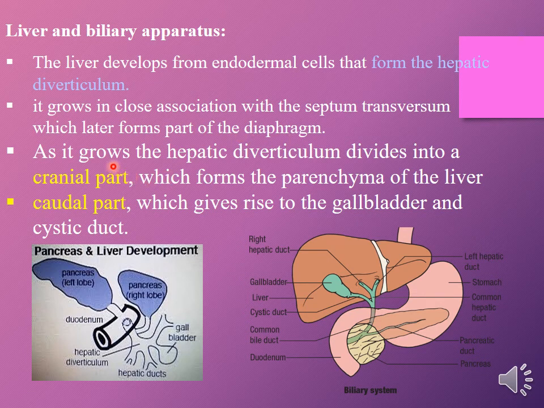As it grows, the hepatic diverticulum, this structure, will divide into two parts, the cranial part and the caudal part. The cranial part forms the parenchyma of the liver, whereas the caudal part gives rise to the gallbladder and cystic duct. This picture also shows the liver. This is the gallbladder, stomach, and this is the pancreas. Part of it is hidden behind the pancreas. This constitutes the biliary system.